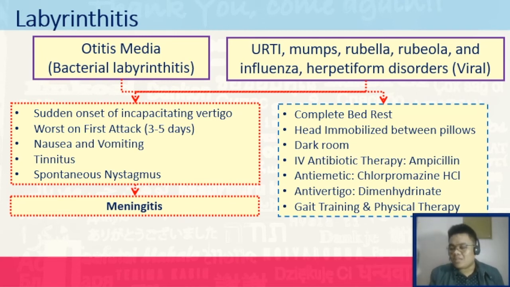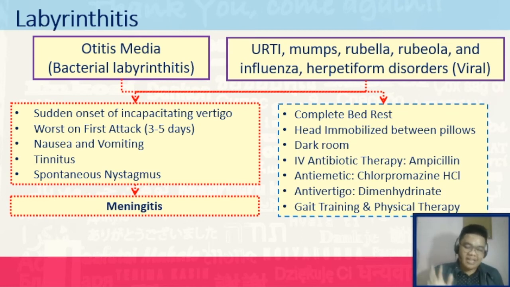IV antibiotic therapy is given for this patient in the form of your ampicillin. Antiemetics to stop nausea and vomiting is given to the patient in the form of your chlorpromazine. Then class, your anti-vertigo such as your dimenhydrinate is given to the patient also to address vertigo.